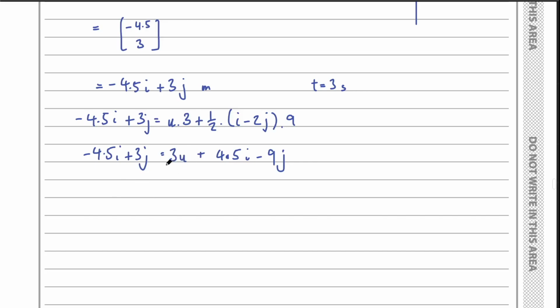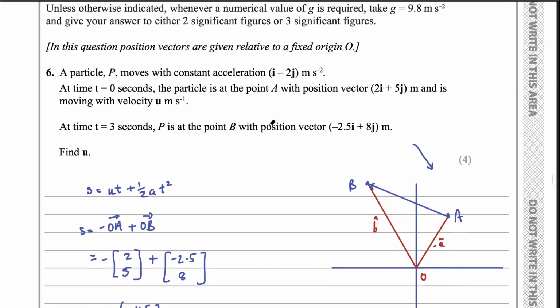I'm going to flip this around, so 3u is on the left-hand side. Then I want to take 4.5i from negative 4.5i, that will be negative 9i, and then add 9j, do the opposite to this side. 3j plus 9j will be plus 12j. And then divide by 3 to get u by itself. This will be negative 3i plus 4j meters per second. So there you go, that is the velocity vector for this question.